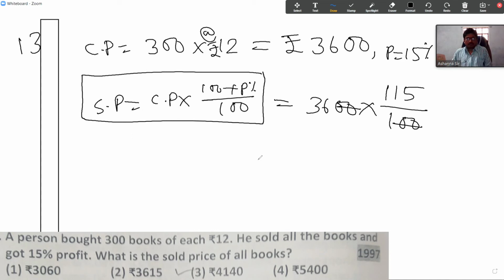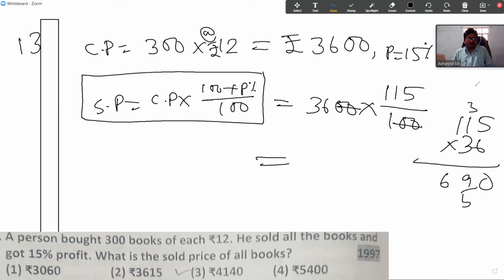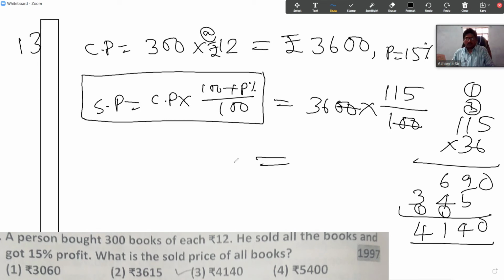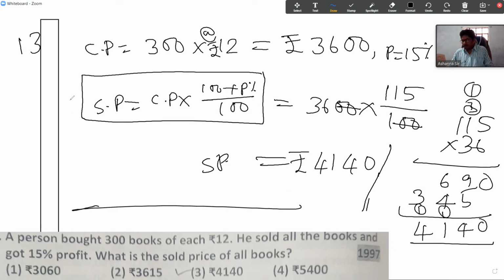Two zeros cancel. 36 into 115. So 6 5s are 30, 6 1s are 6, 36, 3 5s are 15, 3 1s are 3, 4140 rupees. 4140 rupees. This is the selling price. Option 3.